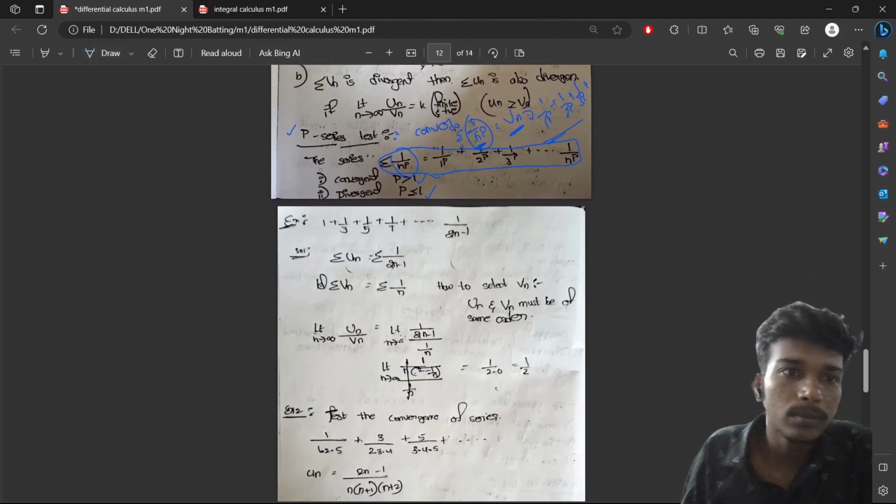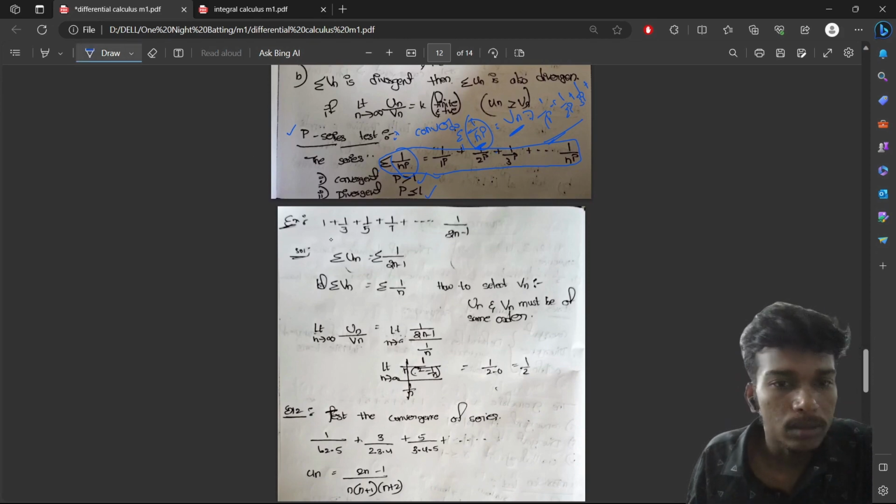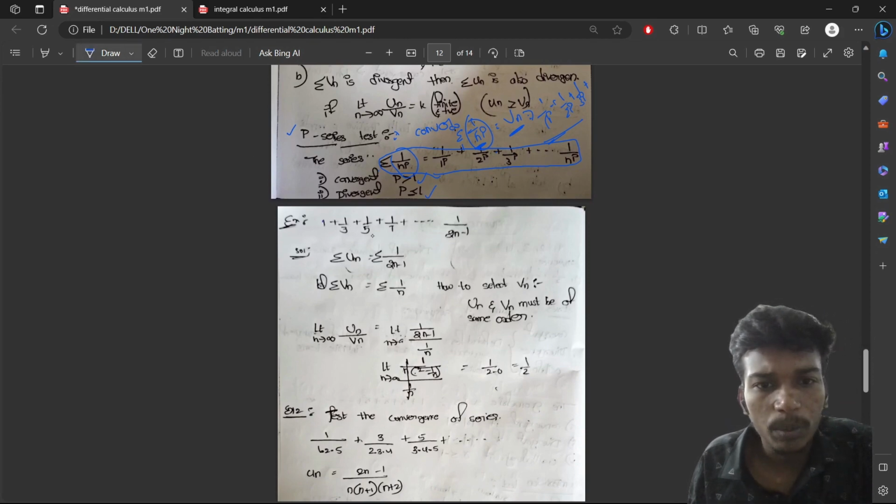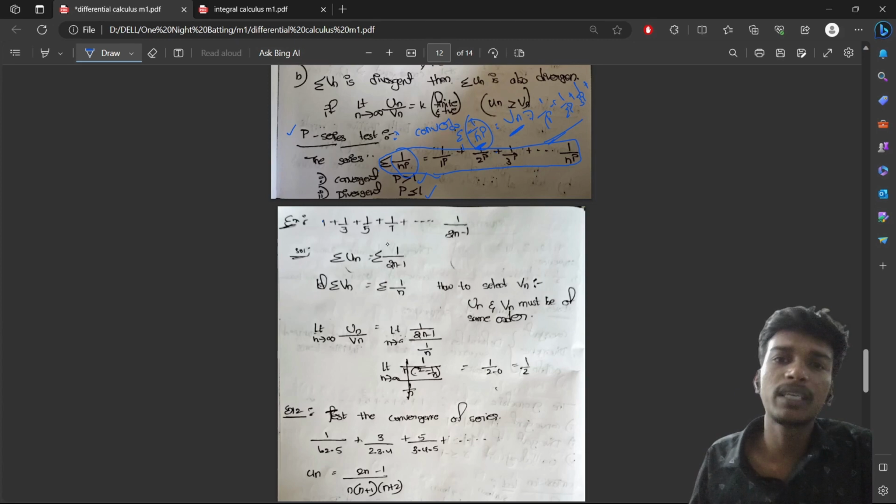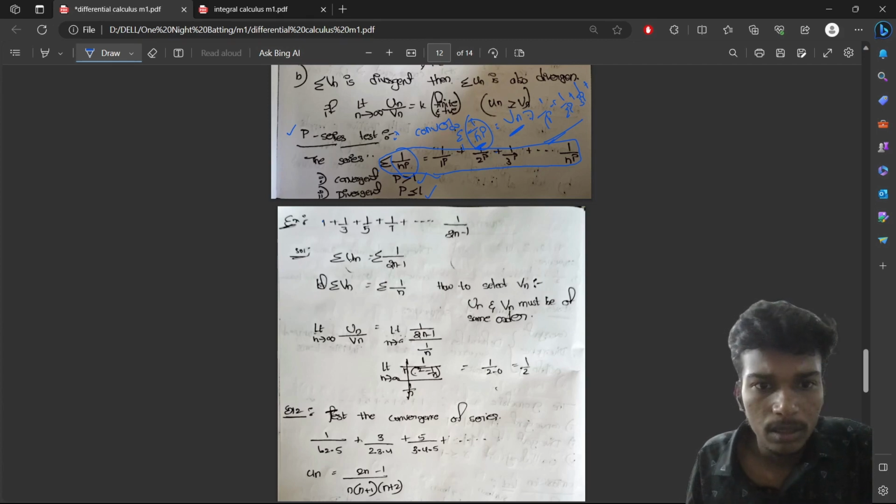Just consider a problem. We are given 1 plus 1 by 3 plus 1 by 5 plus 1 by 7 plus and so on up to 1 by 2 power n. It is the given series. We have to find whether it is converging or diverging.